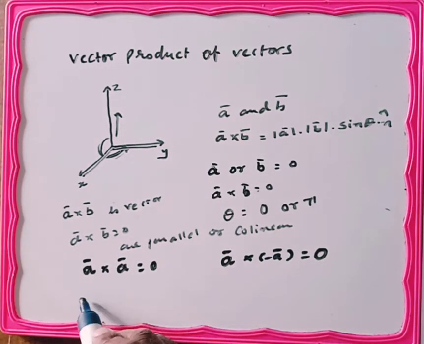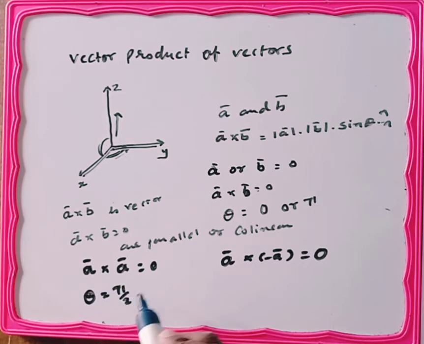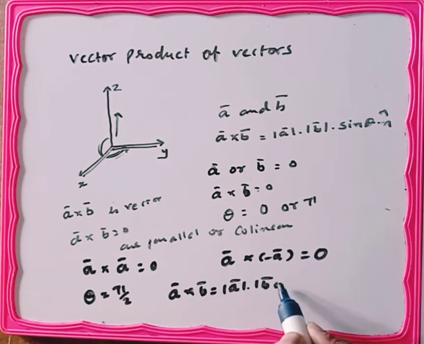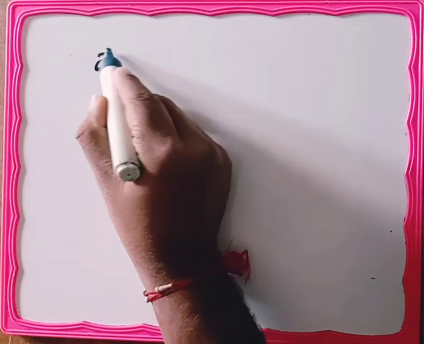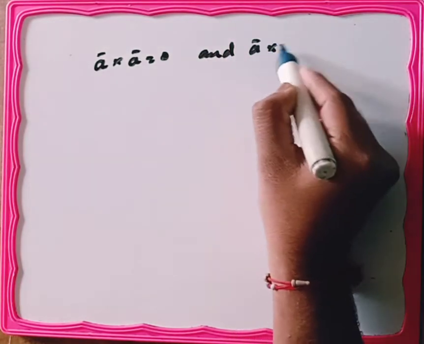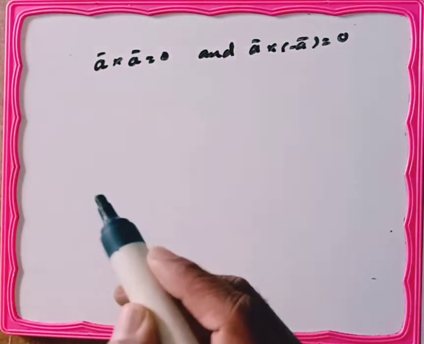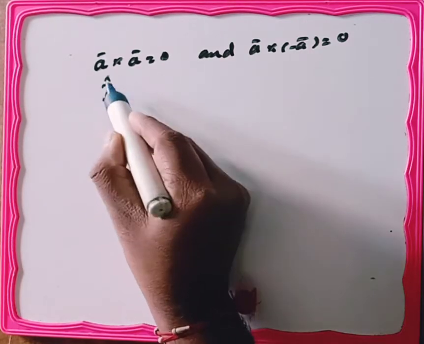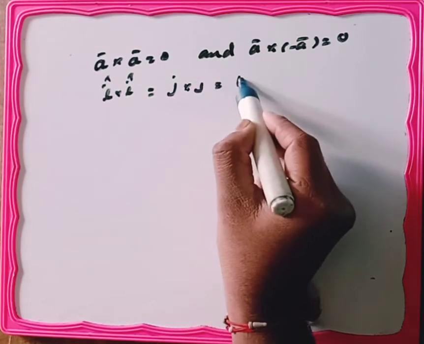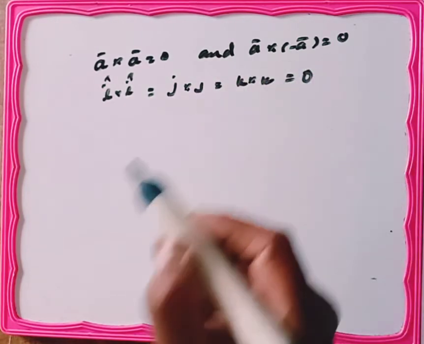Now if we take theta equals pi by 2, then sin pi by 2 equals 1, and so the value of a bar cross b bar will be magnitude of a bar times magnitude of b bar. So now we know that a bar cross a bar equals 0 and a bar cross minus a bar also equals 0. So we can take that i cap cross i cap, j cap cross j cap and k cap cross k cap are also equal to 0.